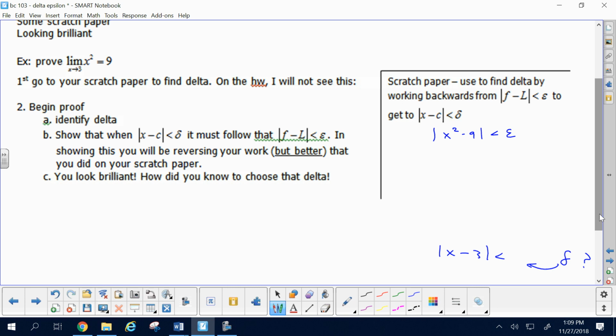Now, every problem in nonlinear is different. It's not like linear where it's always the same, epsilon over the slope. Each one has its own challenges. How could you get from x squared minus 9 and change it a little to get to x minus 3? You could factor, okay? So you could factor this into x plus 3 times x minus 3. True, all right? Now you could isolate x minus 3 by dividing.